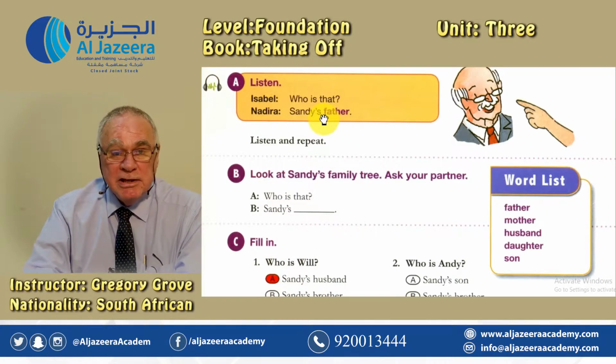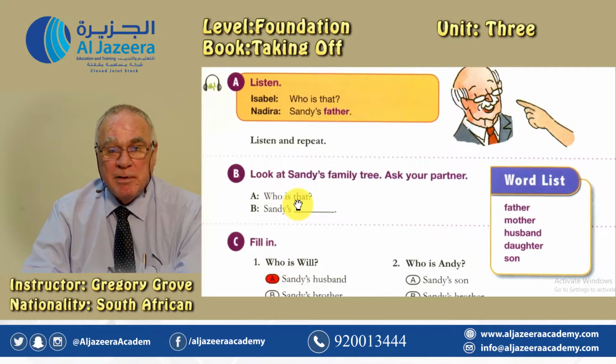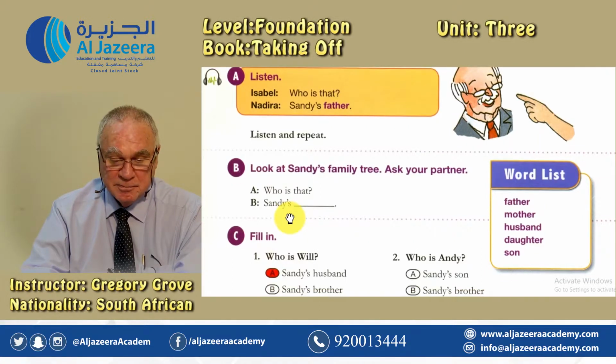Now look at Sandy's family tree that we saw on the last page. And I want you to work with somebody and ask them, who is that? And point to somebody on the page. And they will answer, it is Sandy's father, mother, child. Do that exercise. And then change over and let your friend point to people and you say, who is that?